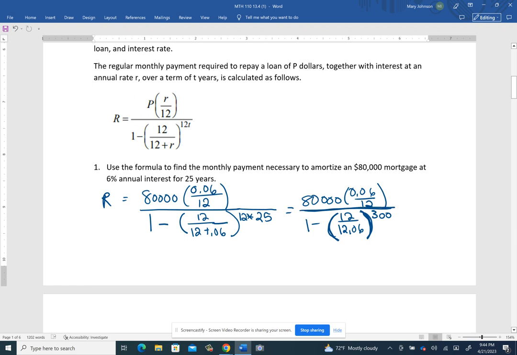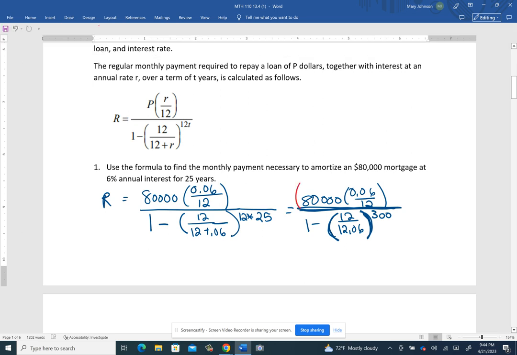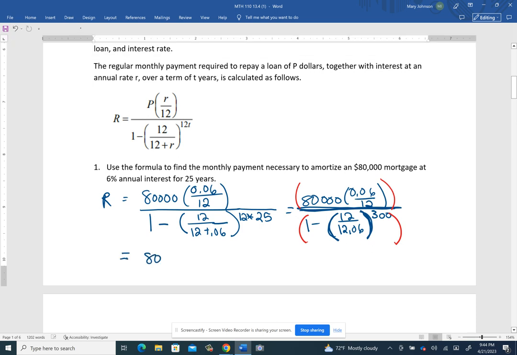If I were to type this in all at once, this horizontal fraction bar is important to understand. It is a grouping symbol that means this has to all be done, then divide by all of this. Okay. All right. So if I were to type this in, I need to move over a little bit because it's going to be long. I could type in the 80,000 times the 0.06 divided by 12. And all of that would get done because it's multiplying and dividing. So that would happen even if I didn't put parentheses around it.